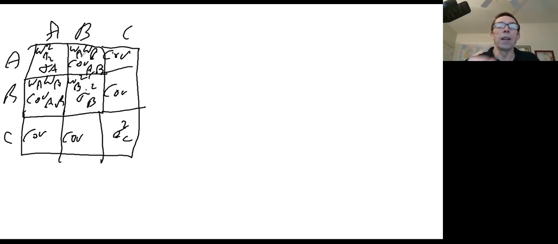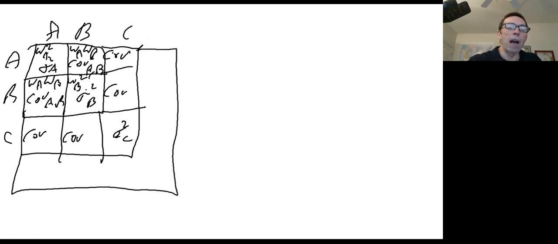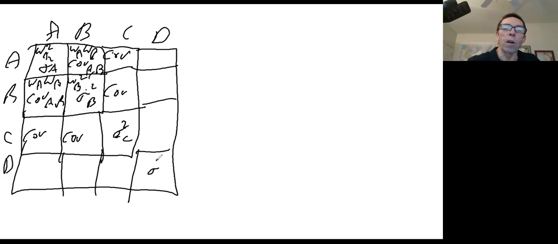What if I add a fourth asset to the portfolio, asset D? Now I've got a 4x4 weighted variance covariance matrix. Here is column D, and here is row D. And guess what? I'm adding one more variance cell, the variance of D, and I would put the weights in there as well. Here is going to be the covariance between A and D. Here also is the covariance between A and D. They're twin sisters. Here's the covariance between B and D, and up here is also the covariance between B and D.